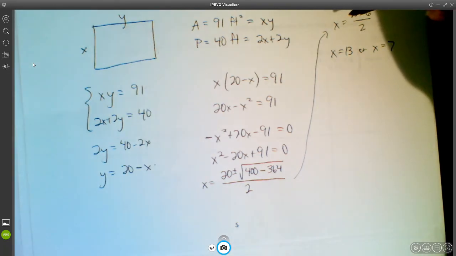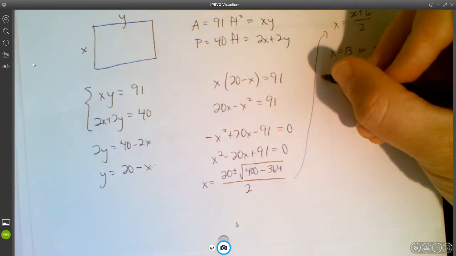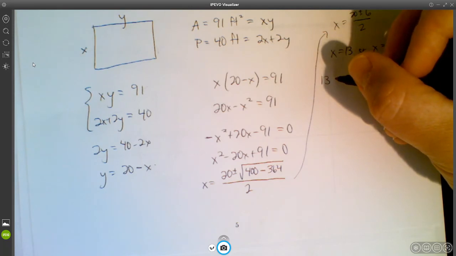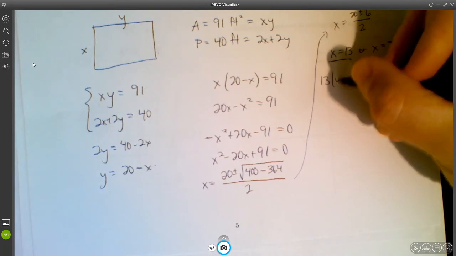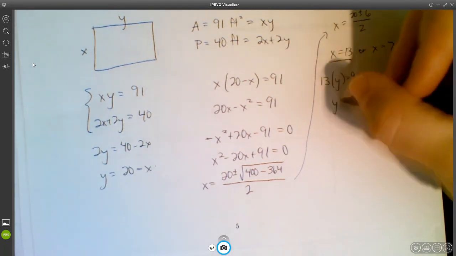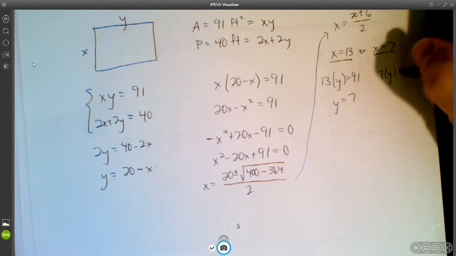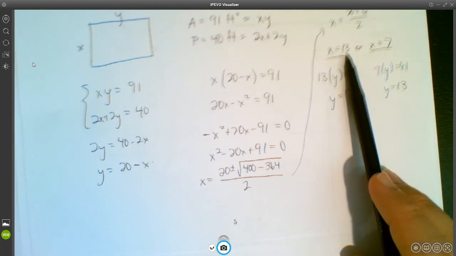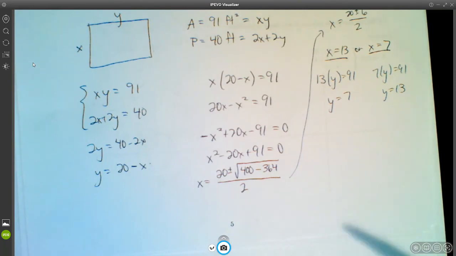Plugging this into one of these equations to solve for y, I'll plug it into the top one. So if x equals 13, then x times y equals 91, which means y would have to be 7. If, on the other hand, x is 7, then 7 times y equals 91, and y would have to be 13. Oh, that's why we're getting those two solutions, right? If the width is 13, then the length has to be 7. If the width is 7, then the length has to be 13.